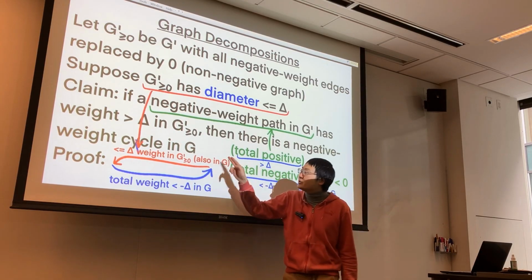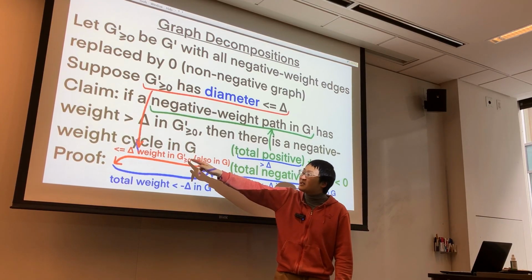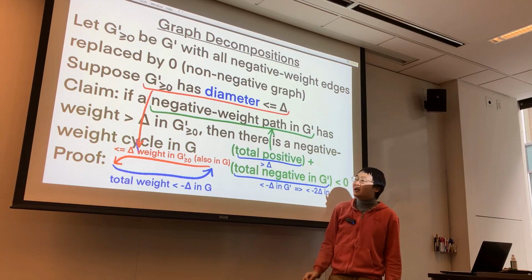Because how do we get from G to this graph? We first have negative weight edges. This only increases edge weights. Then we replace negatives by 0. So if we go back to G, this is only smaller. And this closes the cycle.